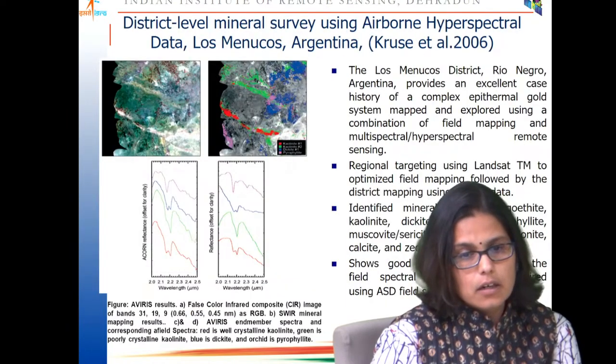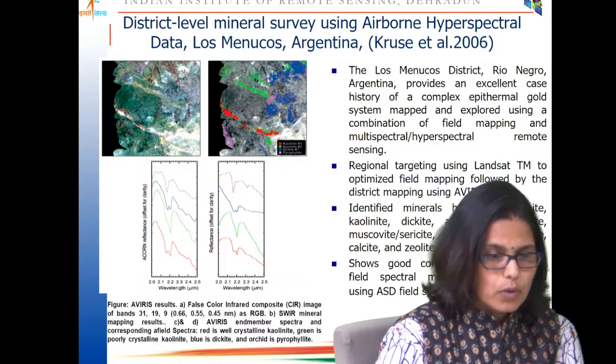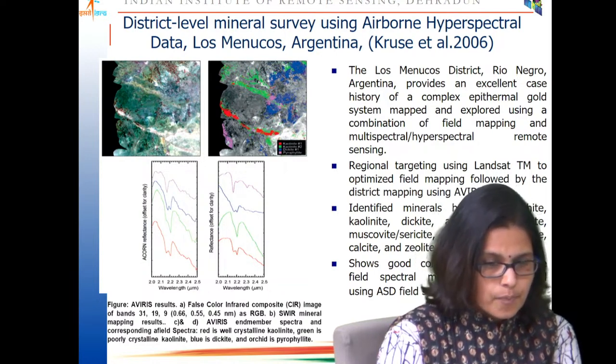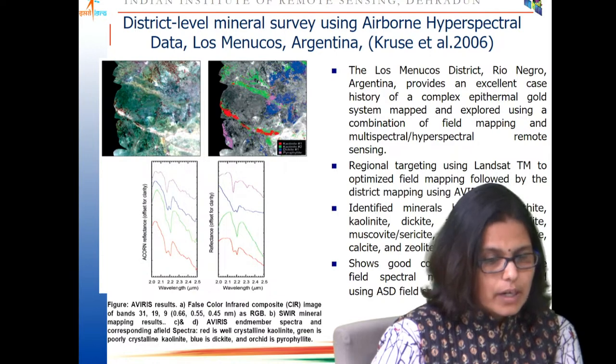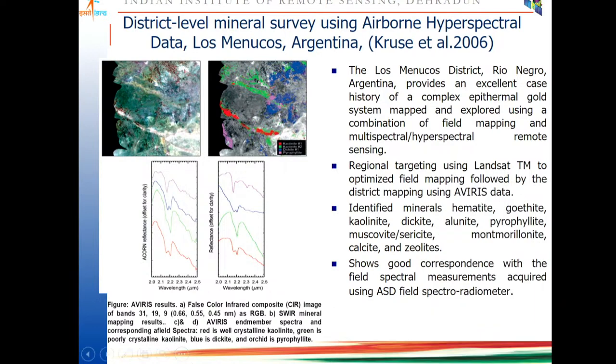Now this is another example, also by Cruz, where you can see these are the different false color composite images of band number 31, 19 and 9. You can see the description in the figure caption. In this area they were able to identify the materials or minerals like hematite, goethite, kaolinite, dickite, alunite and all. And they also show a good correspondence with the field spectral measurements they have done using the ASD field spectroradiometers. So at our place also we are using the same ASD field spectroradiometers over here.